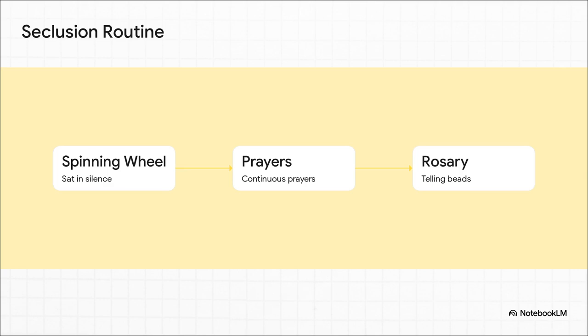As she loses that day-to-day connection with her grandson and his fast-paced, modernizing world, she turns inward. She adopts a strict, almost monastic seclusion routine. From sunrise to sunset, she sits by her spinning wheel, rarely speaking a word to anyone. Her lips move continuously in silent, inaudible prayers. Her fingers are always busy, telling the beads of her rosary.